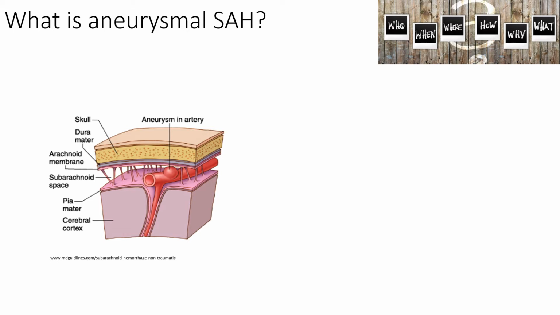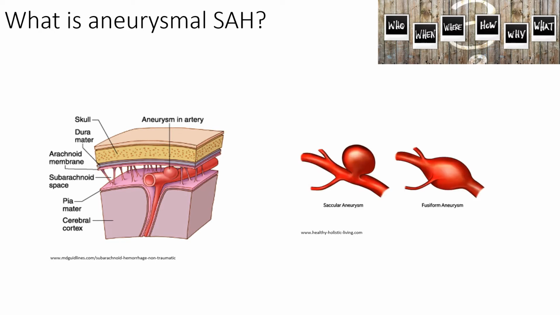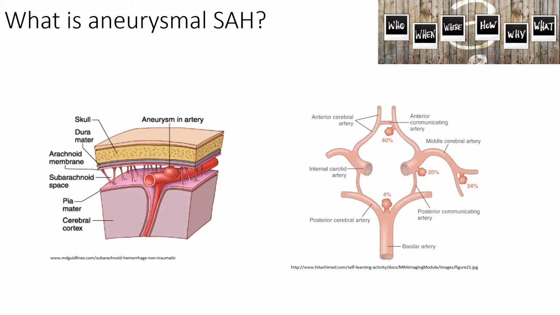Aneurysmal subarachnoid hemorrhage is when there is an aneurysm rupture and blood goes into the subarachnoid space around the outside of the brain. The two types of aneurysms we most commonly see are saccular and fusiform. Aneurysms are typically located at the branching points of blood vessels within the circle of Willis of the brain. Most commonly the anterior communicating artery, followed by the middle cerebral artery, and then the posterior communicating artery.